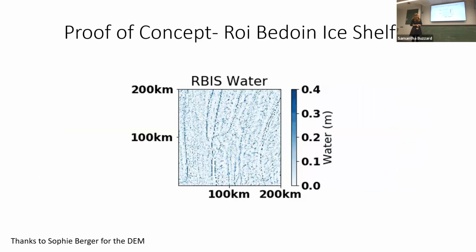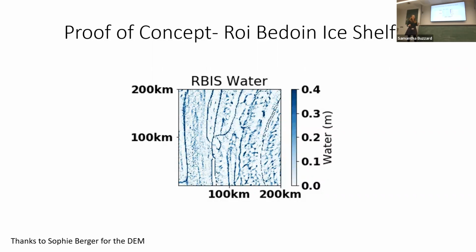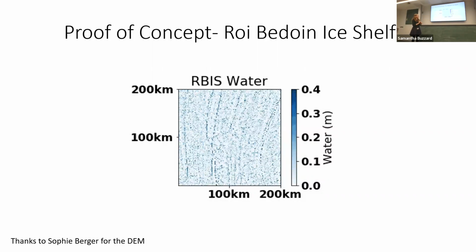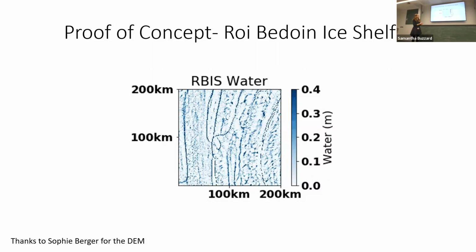Another proof of concept, just because at this point I learned how to make GIFs and I thought it was quite exciting, for the Roi Baudouin ice shelf. And this was one that I was really happy with. Sometimes digital elevation models in Antarctica can be affected by all different artifacts, but Sophie Berger, a colleague of mine, spent a lot of her PhD making a really good one for Roi Baudouin. So this is a really nice example of an ice shelf that has a lot of melt going on, and one that we can really validate MONARCHS' output against observations for.